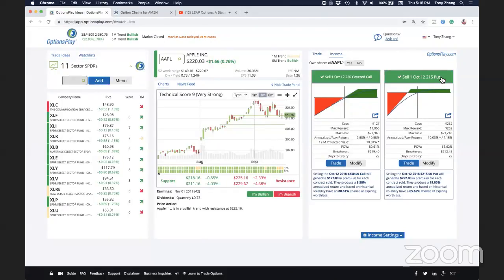Like I said, it's just the round numbers that have the high open interest, and the odd numbers tend to have lower open interest, but it really has nothing to do with liquidity.